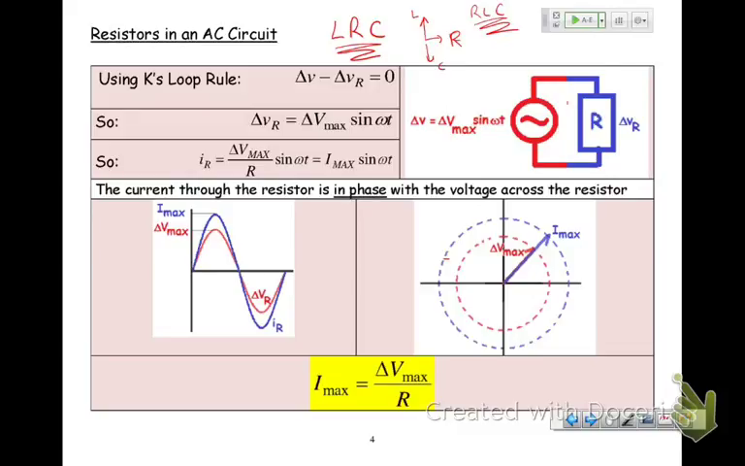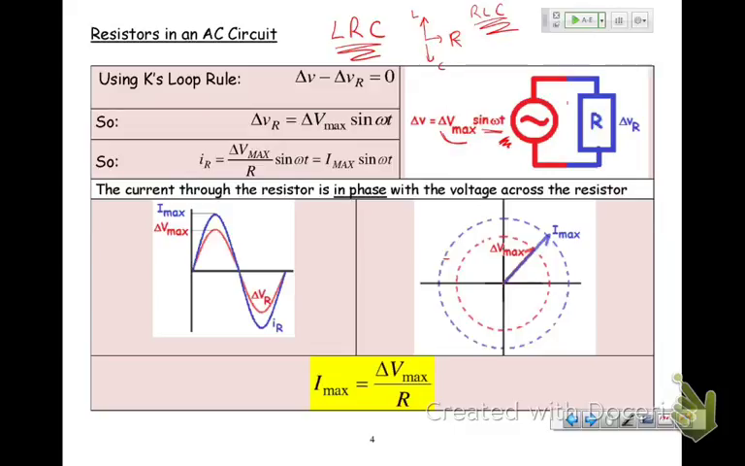Okay, so let's begin. We have an AC source, and the AC source is a sinusoidal source, so it's going to be a maximum value modified by the sine of a time-dependent angle. Okay, that's what's going on here. And then we have our resistance, and our potential difference across our resistor and our current flowing through our resistor is what we want to look at.